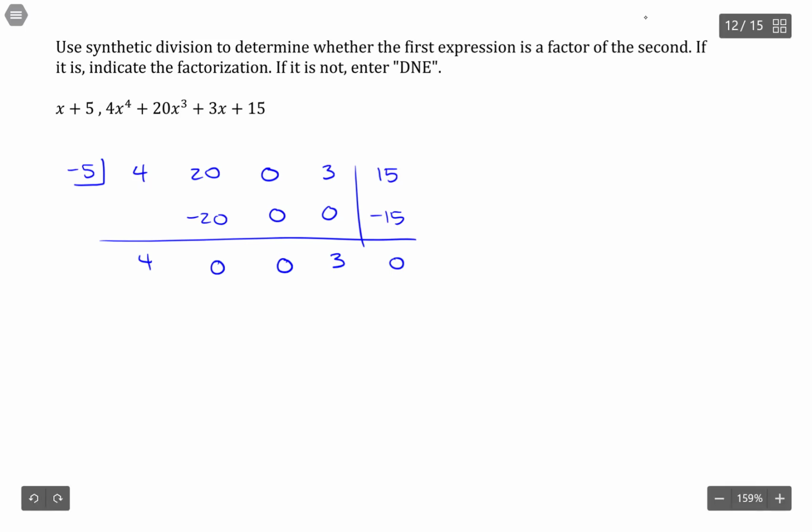Now, the result of this is this value here is my remainder, and because that's equal to 0, that tells me that x plus 5 is a factor. The rest of this makes up a polynomial. The constant term is this item, and the rest of these are multiplied by increasing powers of x. So, to wrap up, we can say x plus 5 is a factor since the remainder equals 0.